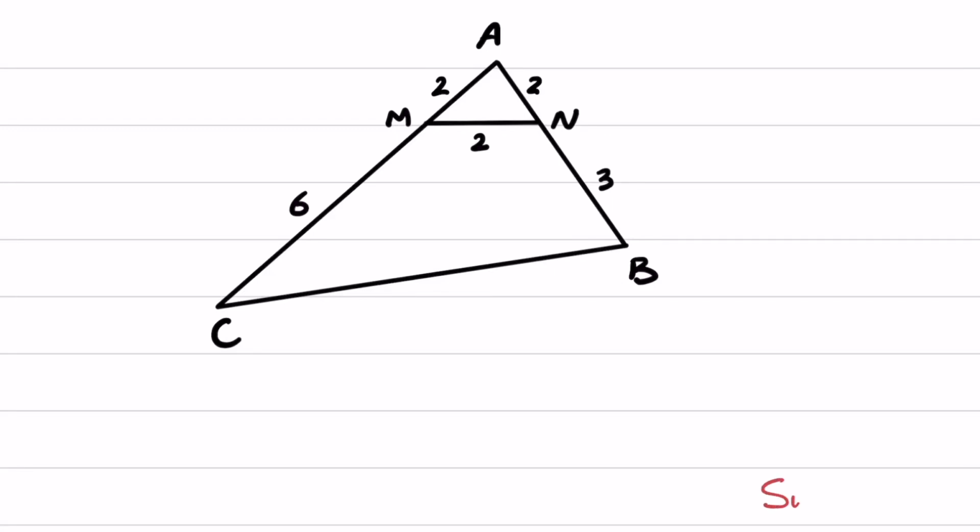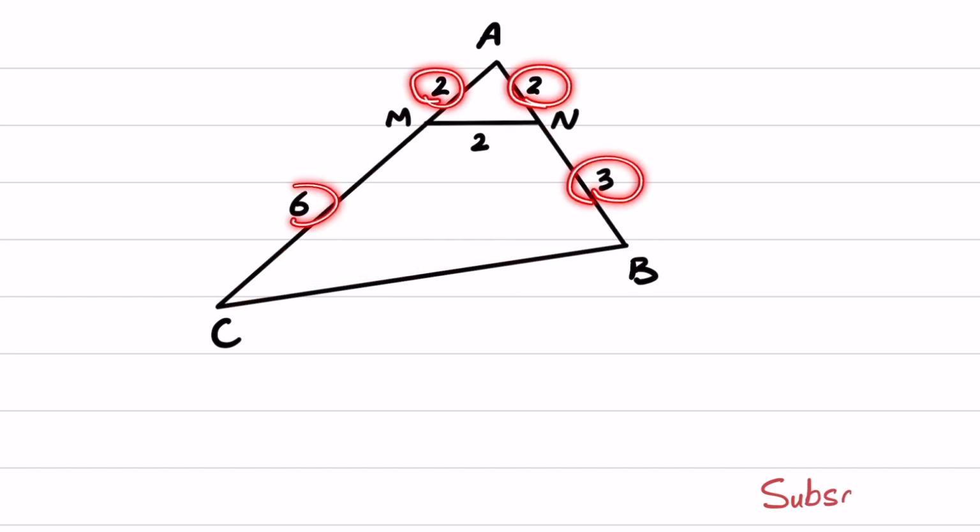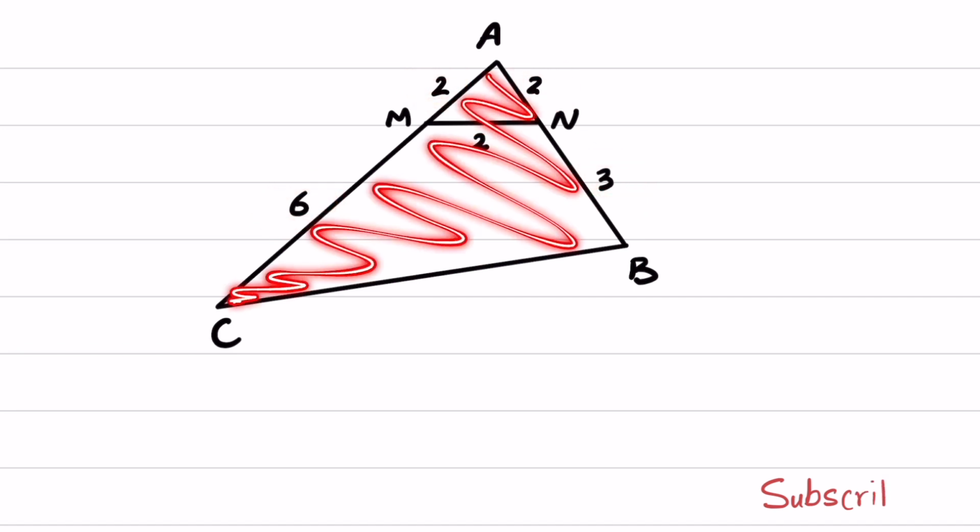In this question, triangle ABC is given, and the lengths of known sides are given. The question asks to find the area of triangle ABC.